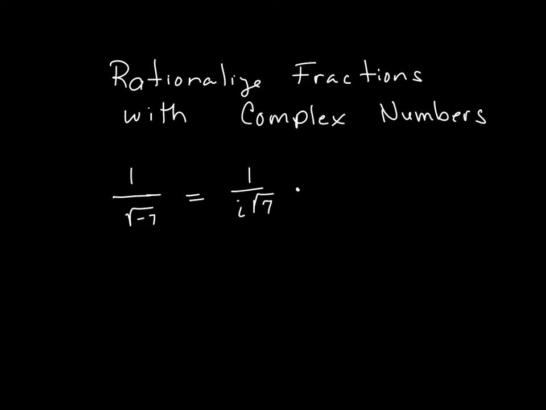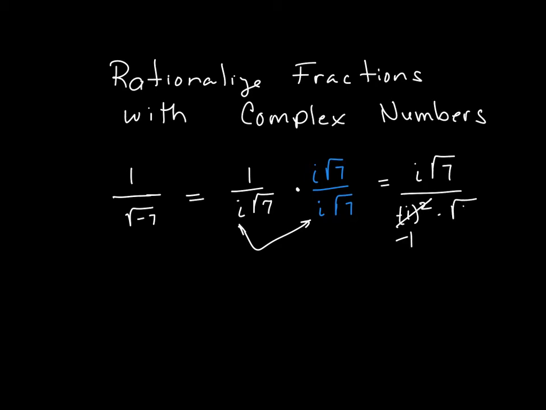And what I do is I multiply both the numerator and the denominator by the same thing, which is i square root of 7 over i square root of 7. That gives us i square root of 7 in the numerator. And in the denominator, i times i is i squared, which turns into -1 times the square root of 49. So that is i square root of 7 over -7.